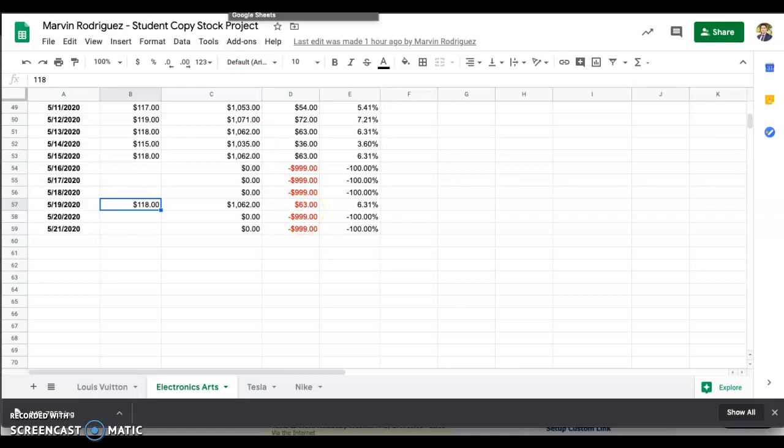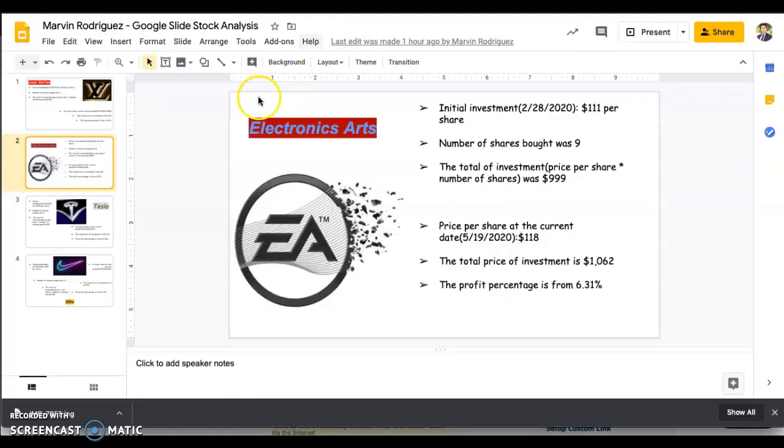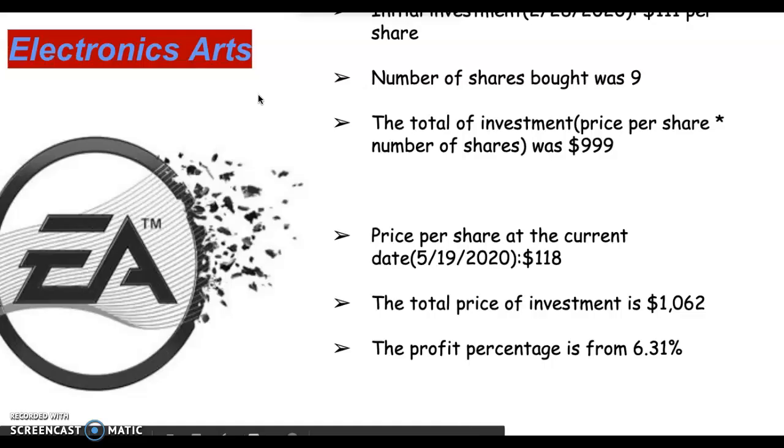I hope this is helpful. And if you have any questions, just let me know. Be creative, change your fonts, change the background, format the borders, make it look appealing to the eye. So if you have any questions, let me know.